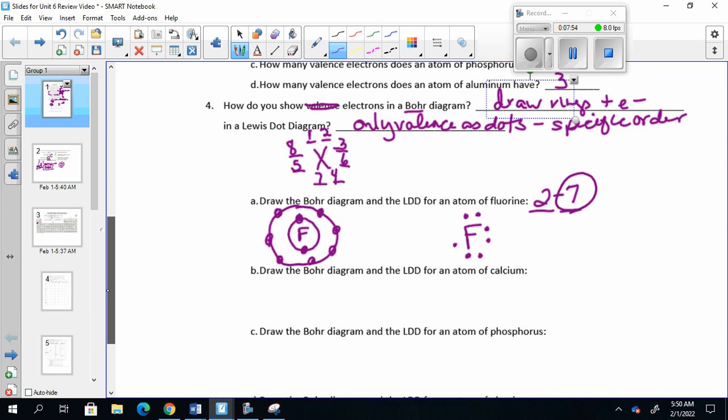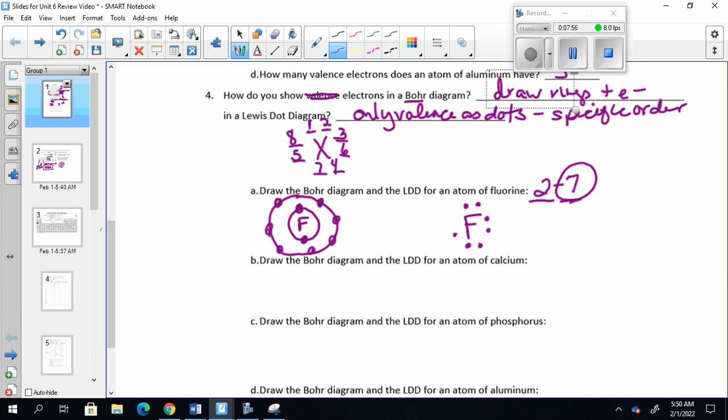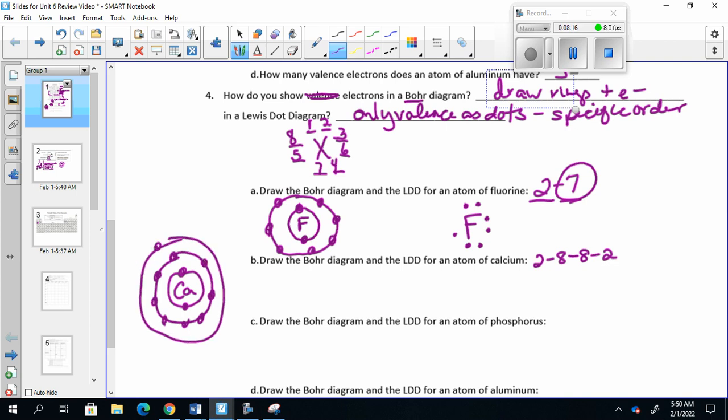All right, let's do the same thing for calcium. Calcium is 2, 8, 8, 2. Okay, I'm going to go over here because I don't really have a lot of room. 2, 8, 8, 2.